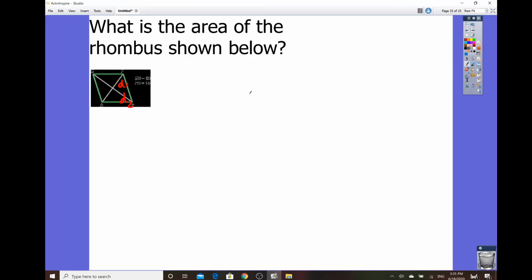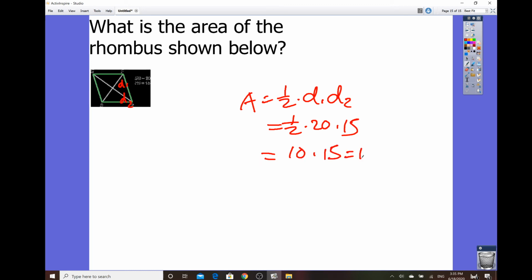So again, the way to set up the area: it's 1/2 times d1 times d2. So it's 1/2 times 20 times 15. So 10 times 15, so it's 150, and it's square units.